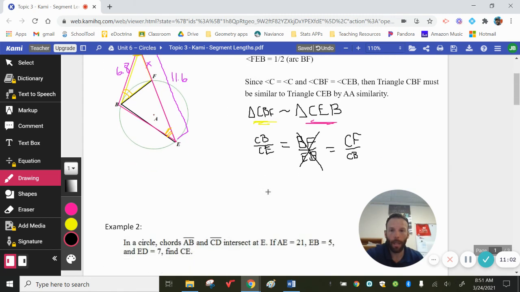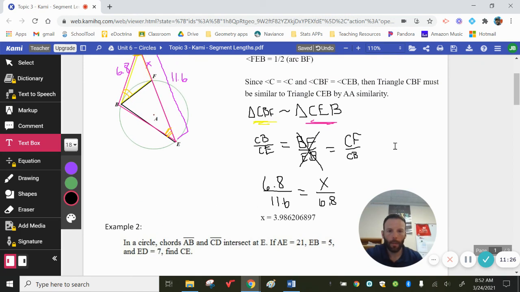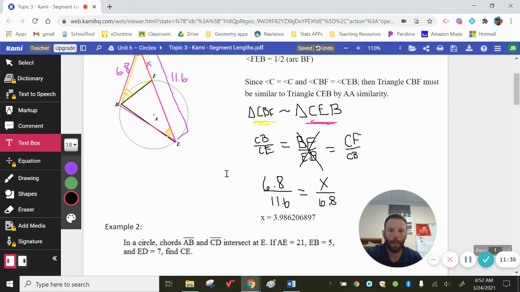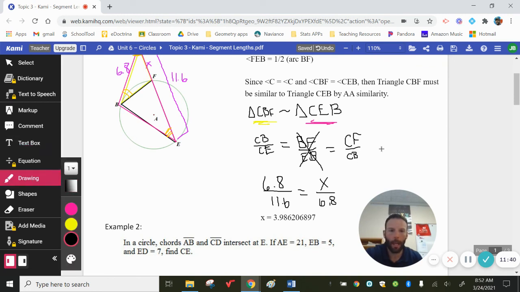Do I know the length from C to B? Yes, it's 6.8. Do I know the length from C to E? Yes, it's 11.6. And then CF is what I'm looking for, X, over the length from C to B again, which is 6.8. So cross multiply, use your equation solver one way or another, and find what the measure of X has to be. When I put that in my calculator, I cross multiplied and divided by 11.6 and got this value for X. It doesn't tell me how I should round this, but since all of my other lengths are to the nearest tenth, I will go with that as well.